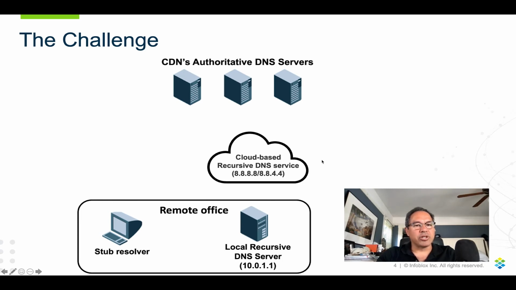So the stub resolver sends a query, the local recursive DNS server forwards that to the cloud-based recursive DNS service, and now the cloud-based recursive DNS service is going to query one of those authoritative DNS servers along the top on our behalf. But now the authoritative DNS server needs to decide how to respond, which IP address, for example, to respond with, based on the source IP address it got the query from, which is just an IP address that's owned by the recursive DNS service, not necessarily something related to the local recursive DNS server.